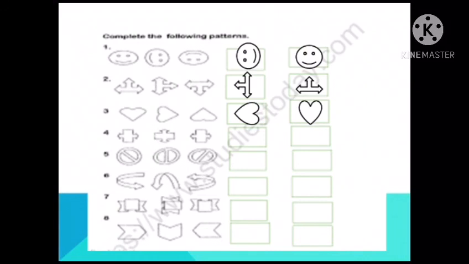Next one, consider it as your hands, 2 hands to the right and left, then it goes up and down, then right and left, then up and down, right and left, up and down, again right and left. So it is a full complete half turn. Okay, it's a half turn.